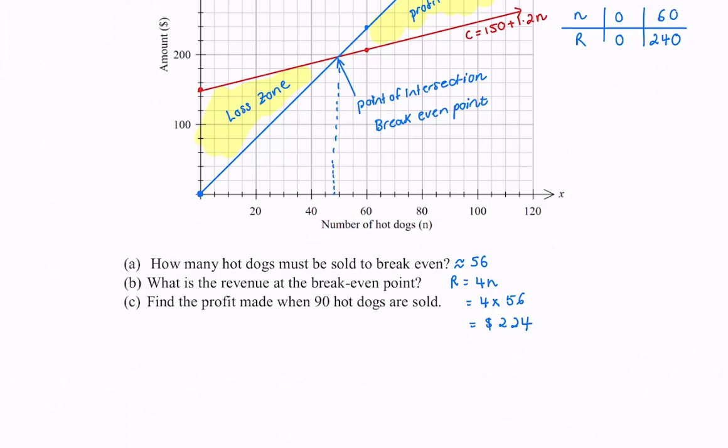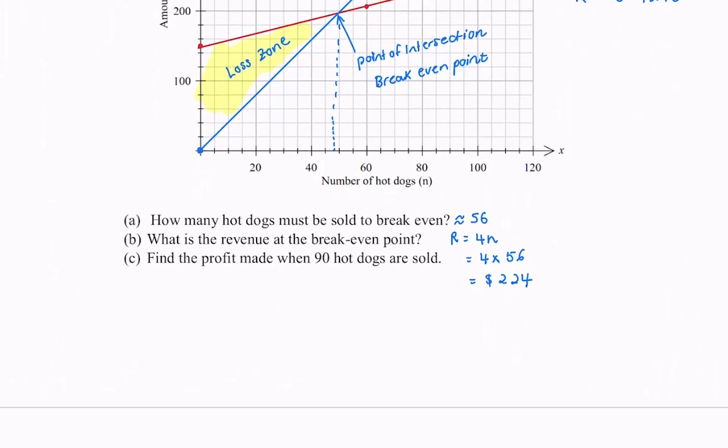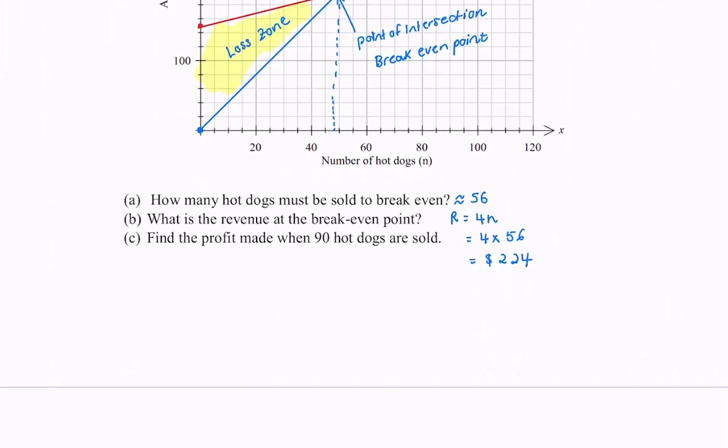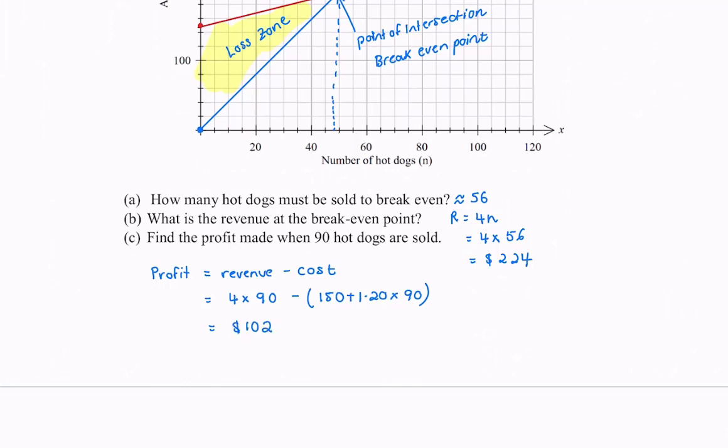Find the profit when 90 hot dogs are sold. An important formula we need to know is that profit equals revenue minus cost. So the revenue is 4 times 90 minus the cost, which is 150 plus $1.20 times 90. And you pop that in your calculator and you get $102. So all up, when they sell 90 hot dogs, they make a profit of $102.